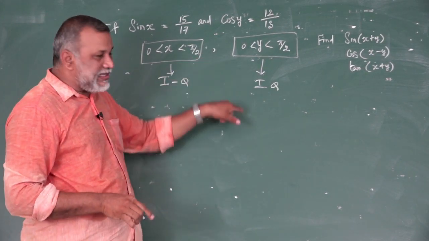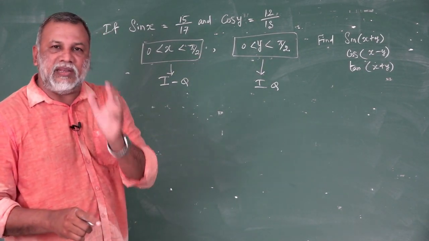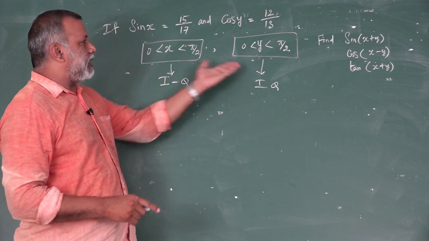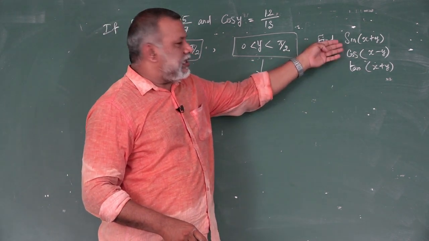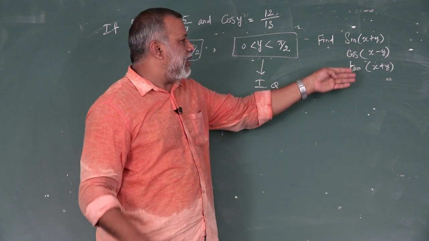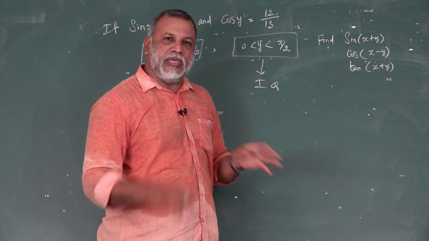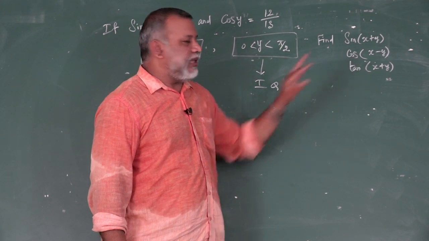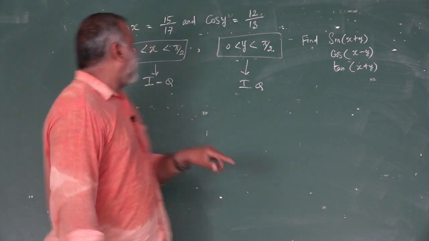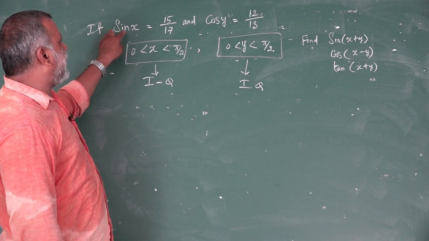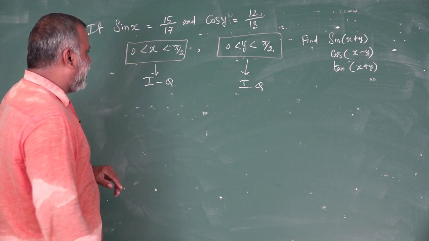First you have to identify in which quadrant x and y lie. See here, first quadrant only. Now you are going to find out these three results: sin of a plus b, you know that formula; cos of a minus b, well known; tan of a plus b, well known. But you need the x and y relation. See here, sin x equal to 15 by 17.